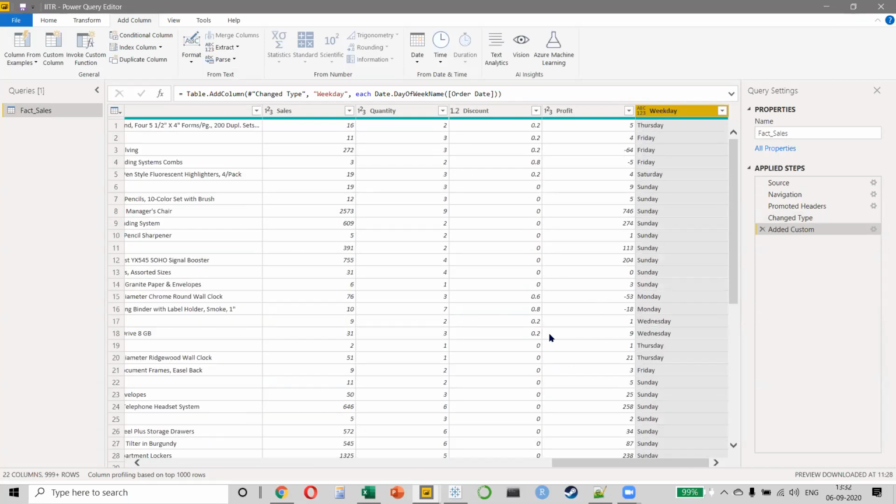But the problem is that I only want to see weekday and weekend. I'm not interested to know whether it was Monday, Tuesday, Wednesday. I just want to know whether it was a weekday or whether it was a weekend. So using this column, I can create another step. So I will now say conditional column, this one.